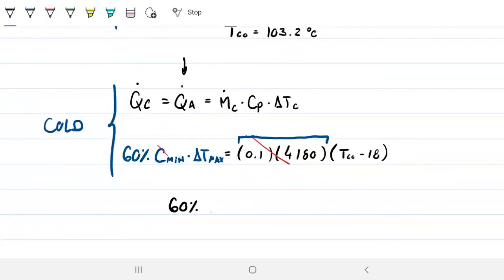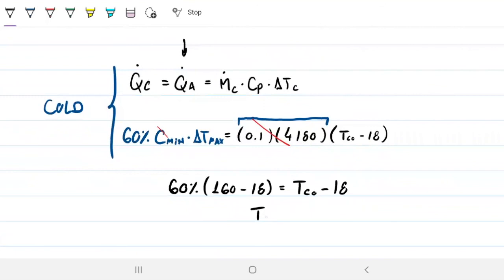60% of my delta T max, which is 160 minus 18, has to be equal to the difference for the cold, which is T cold out minus 18. Okay? And that obviously is going to output the same exact answer. T cold out has to be 103.2. Unless I made any mistakes along the way.